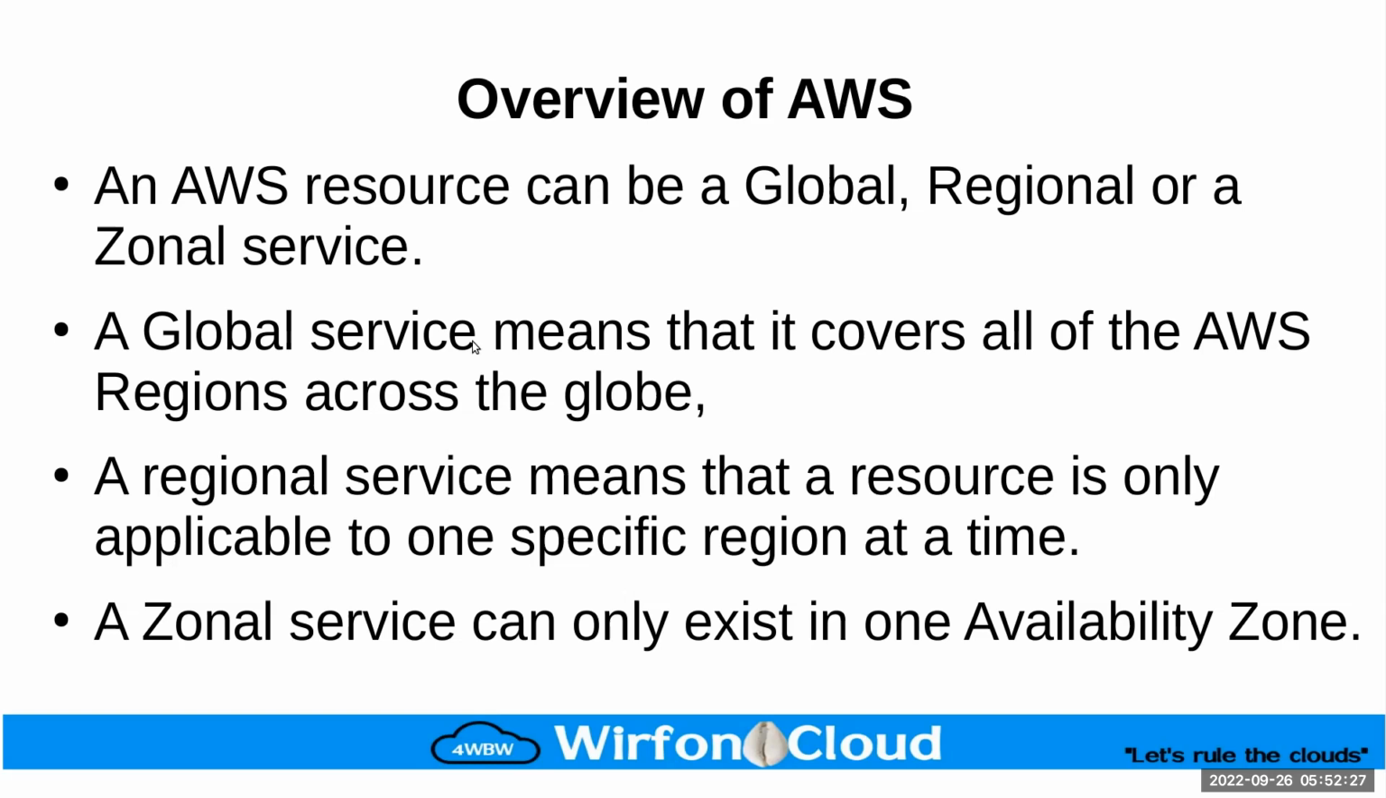Those are the key things. And global will mean that it covers all the AWS regions in the world. When you do AWS infrastructure tomorrow and learn of all the different regions, you actually understand more what this means. And a regional service means that the resource is only applicable to one specific region. And a zonal service will mean it exists only in one availability zone. So those are just definitions you should keep in mind.